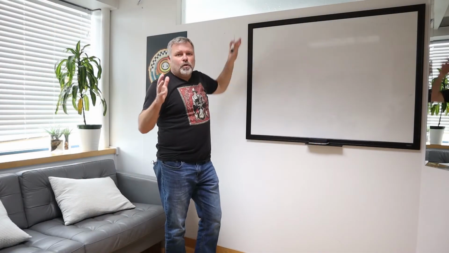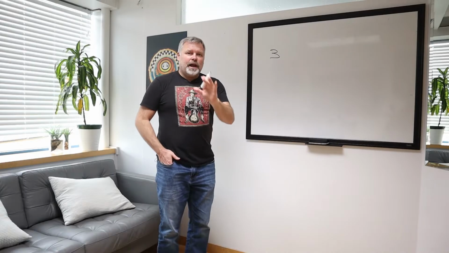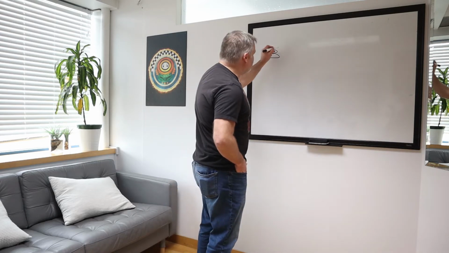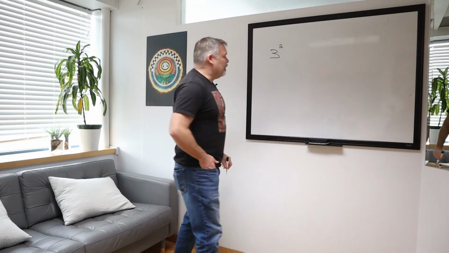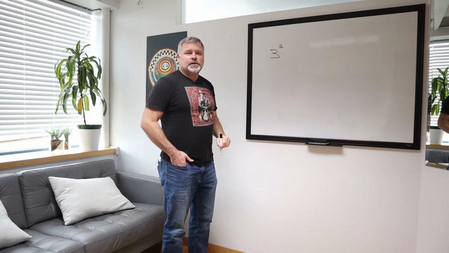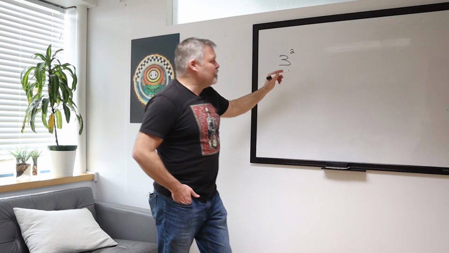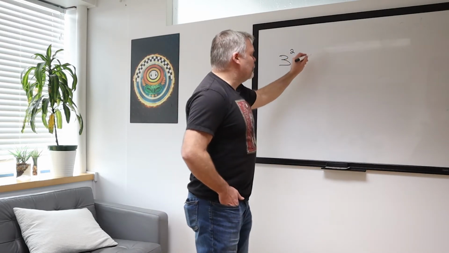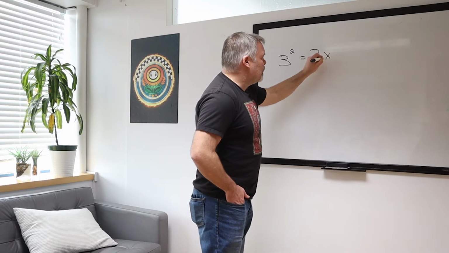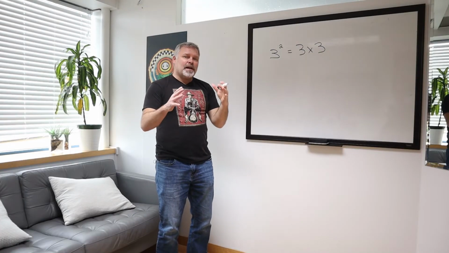Cool. Okay, so what we want to start off with first is exponents. Let's just say you see the number 3, and then after it, all of a sudden you see this little 2 up there. This 2 is referred to as an exponent. What that means is 3 to the power of 2 equals 3 times 3.